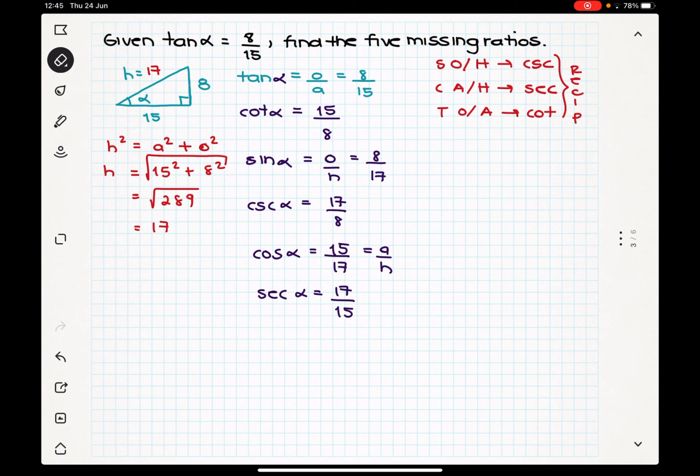So again, the process is the same. The first thing that you want to do is to label your triangle and see what side you are missing. The next step would be to use Pythagoras to completely label your triangle. And the last step is to put together your trig ratios. Remember the definitions of the trig ratios and also the reciprocal of each function.